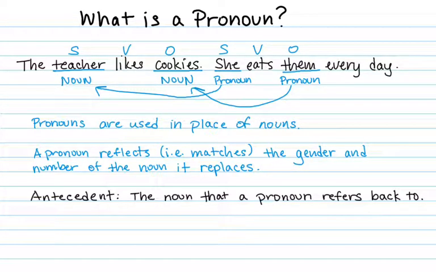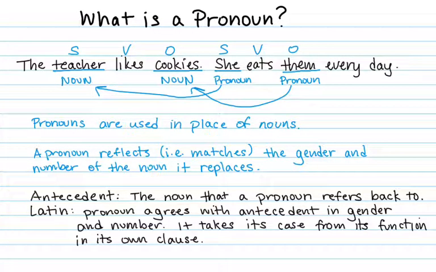We call the noun that the pronoun refers back to the antecedent. So teacher is the antecedent of she, and cookies is the antecedent of them. In Latin, we will find that the pronoun agrees with its antecedent in gender and number, just like in English, and it takes its case from its function in its own clause, just like in English.